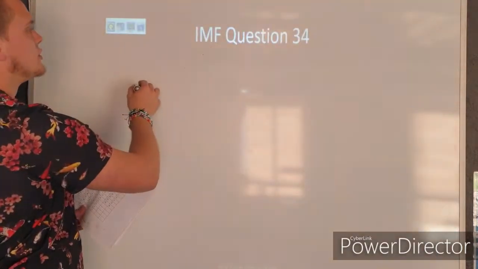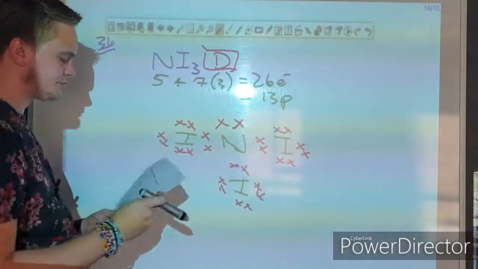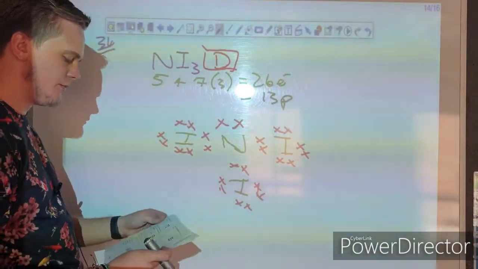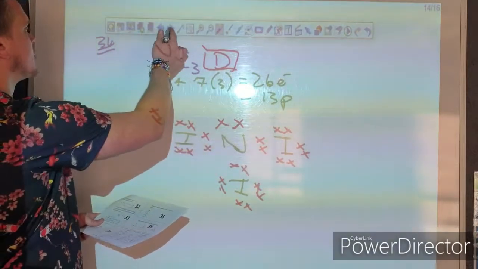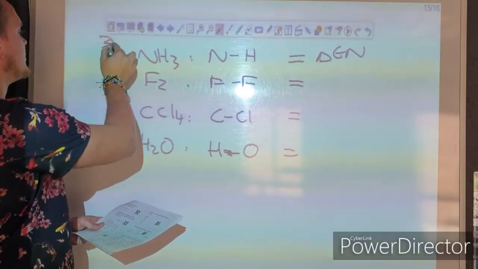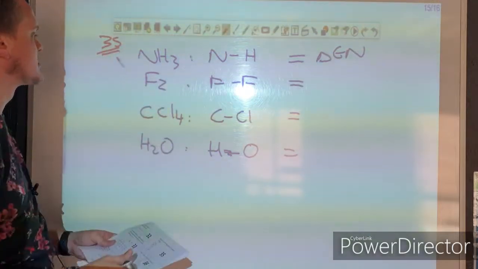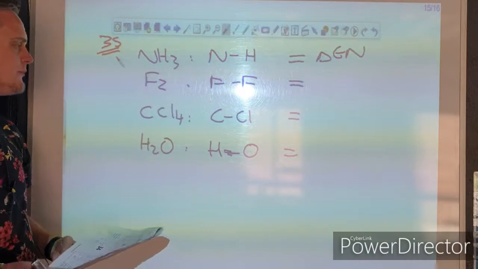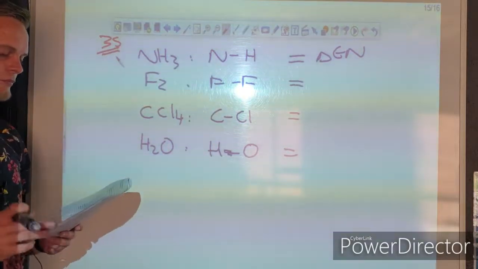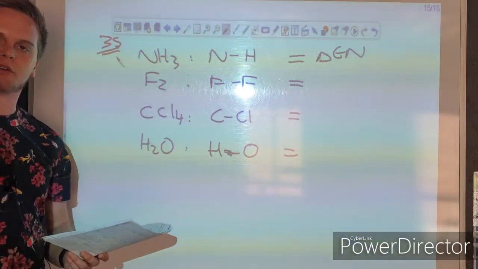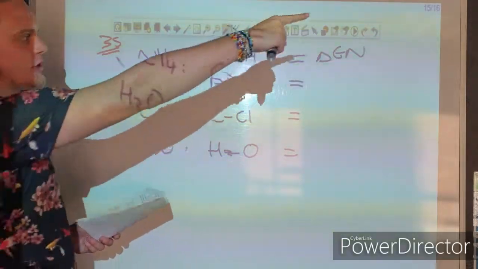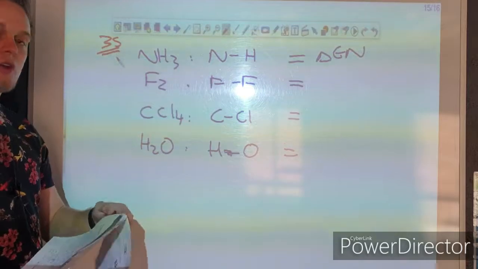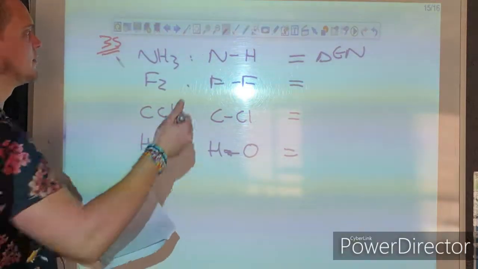To go on to number 35, they gave you a list: NH3, F2, CCl4, and H2O, and they want to know which one has a non-polar bond. So now we're looking at the electronegativity changes. Which one is a non-polar bond? You're going to look at the different electronegativities.